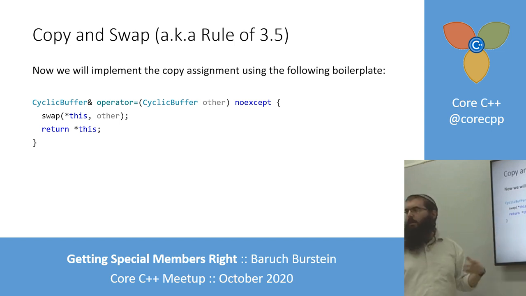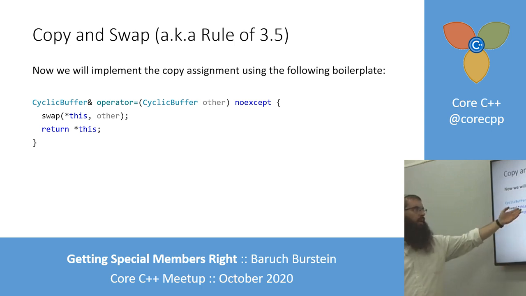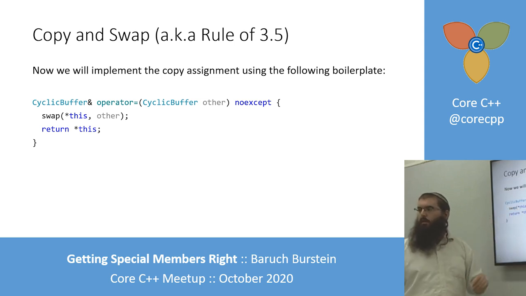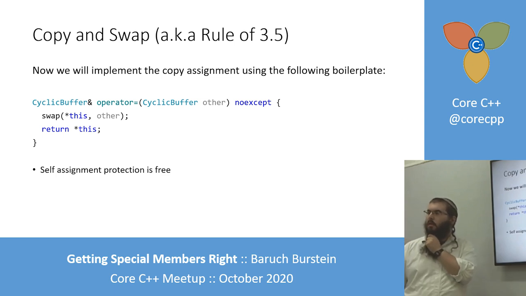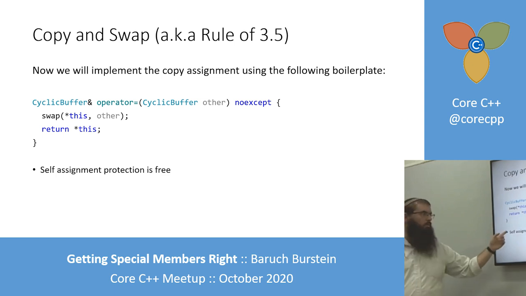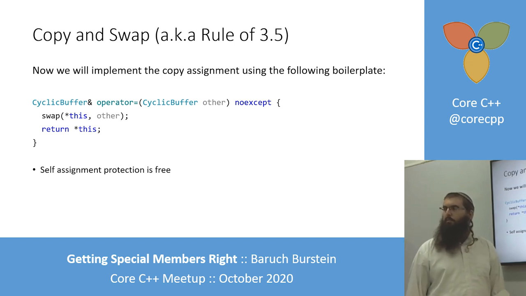When this function exits, other is destroyed. The destructor is called on whatever we were holding, and no memory is leaked. Does the compiler implement the self-assignment check if you do the default implementation? No, the default implementation doesn't need it, because the default implementation does a shallow copy.